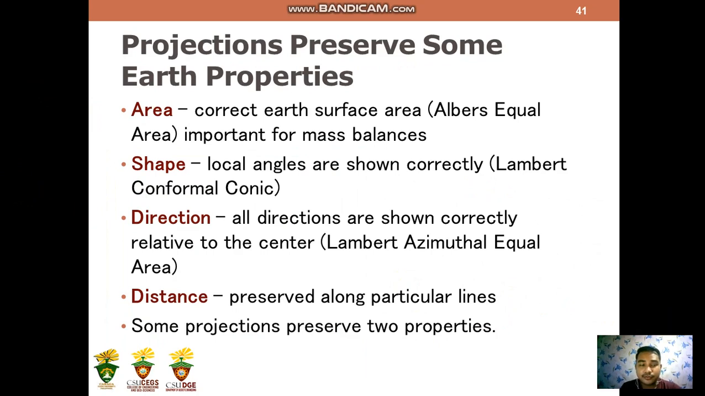And to sum up, no, the preservation of area is the correct Earth surface area. Example ani niya are Albers equal area. This is important for mass balances. And for preservation of shape, that local angles are shown correctly, kung gusto ninyo ipakita ang correct na local angles. And for direction, if you want all directions shown correctly relative to the center, example ani niya is ang Lambert azimuthal equal area. And for distance, if you want to preserve along particular lines. So there are also some projections that preserve two properties, pero limitado lang gid siya. Usually, isa ka property lang gid ang imong pilion.